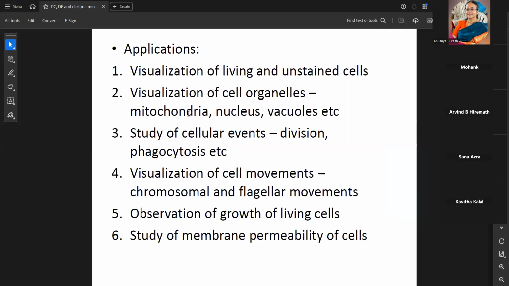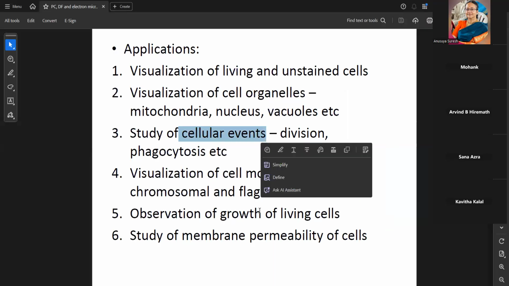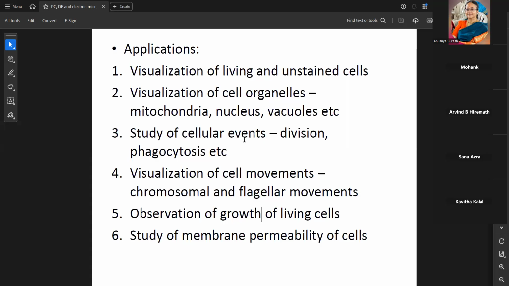So where all is it used? It is used for visualization of living and unstained cells. Without doing staining, you can visualize the cell. If you want to observe the organelles within the cell, like the mitochondria, the nucleus, the vacuoles, and so on, we can use this microscopy. If you want to follow certain cellular events which are taking place, some processes which are going on, like cell division or phagocytosis and so on, we can use phase contrast microscopy to study those events. Then if we want to check the movements of the cell, movements of the chromosomes, movements of flagella, for this also we can use phase contrast microscopy.